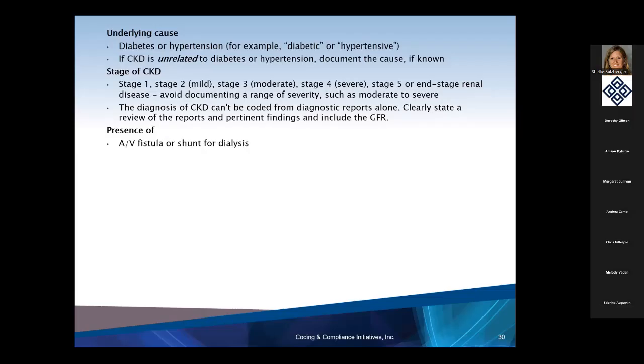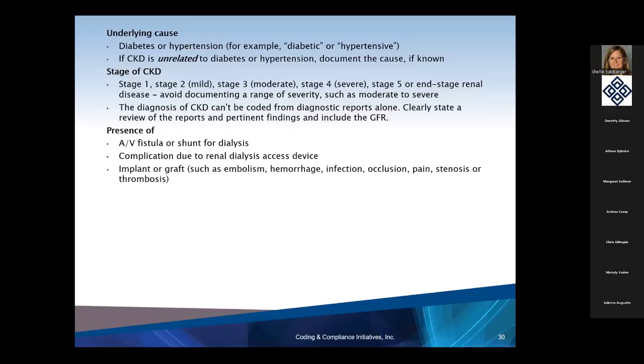I need to know, is there presence of an AV fistula or shunt for dialysis? I need to know if there's any complications due to that access device for their renal dialysis. Is there an implant or graft? If they are dependent on dialysis, is it hemodialysis or peritoneal dialysis? I also need to know if there's any associated conditions or other diagnosis.